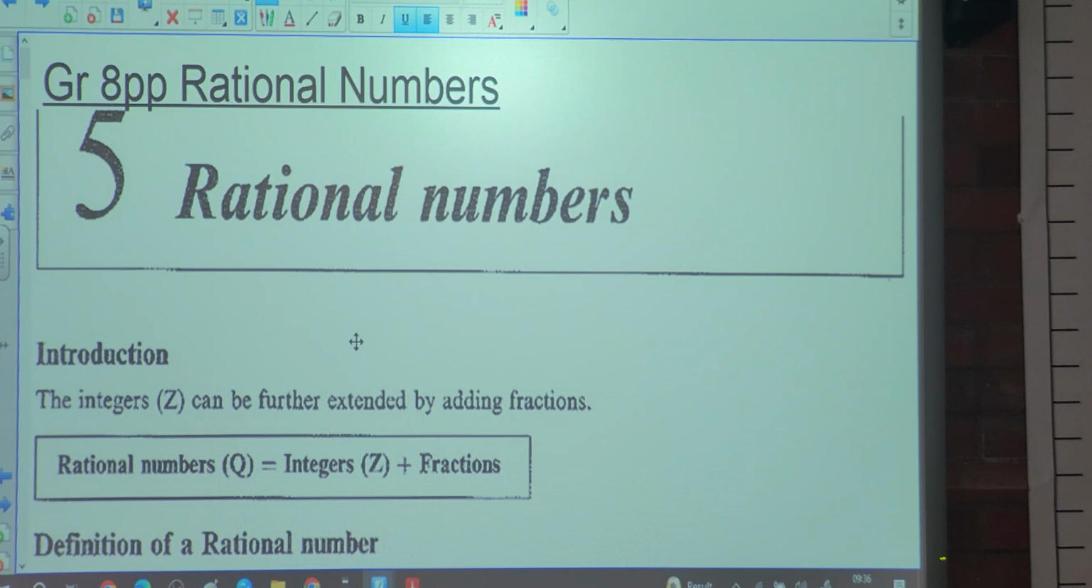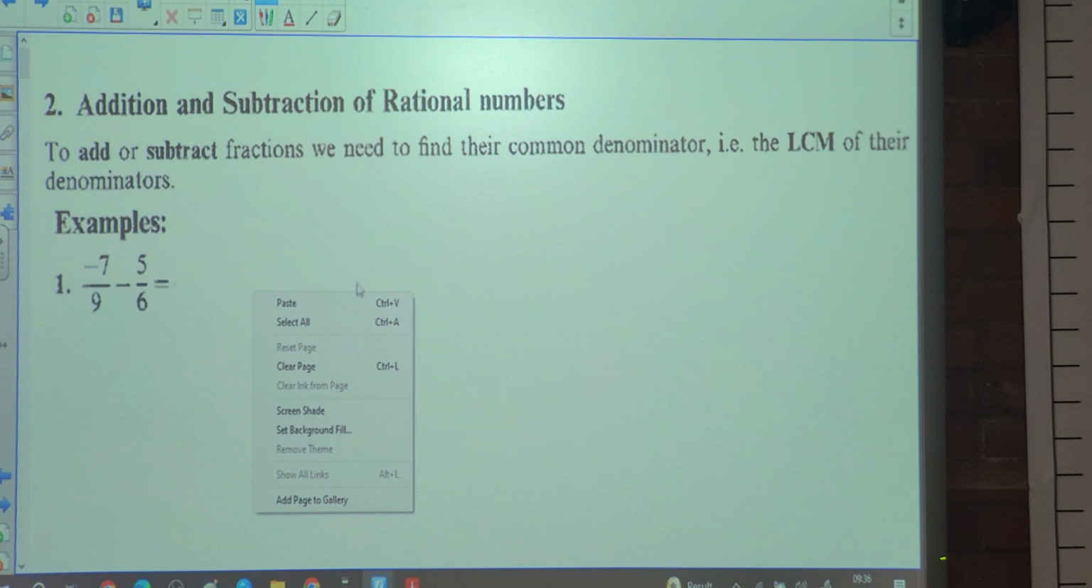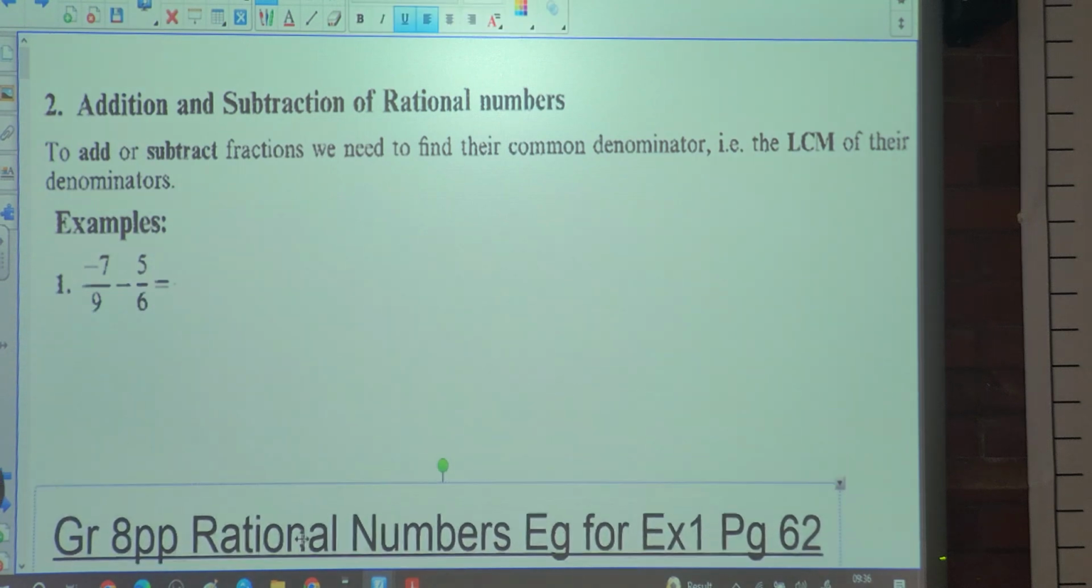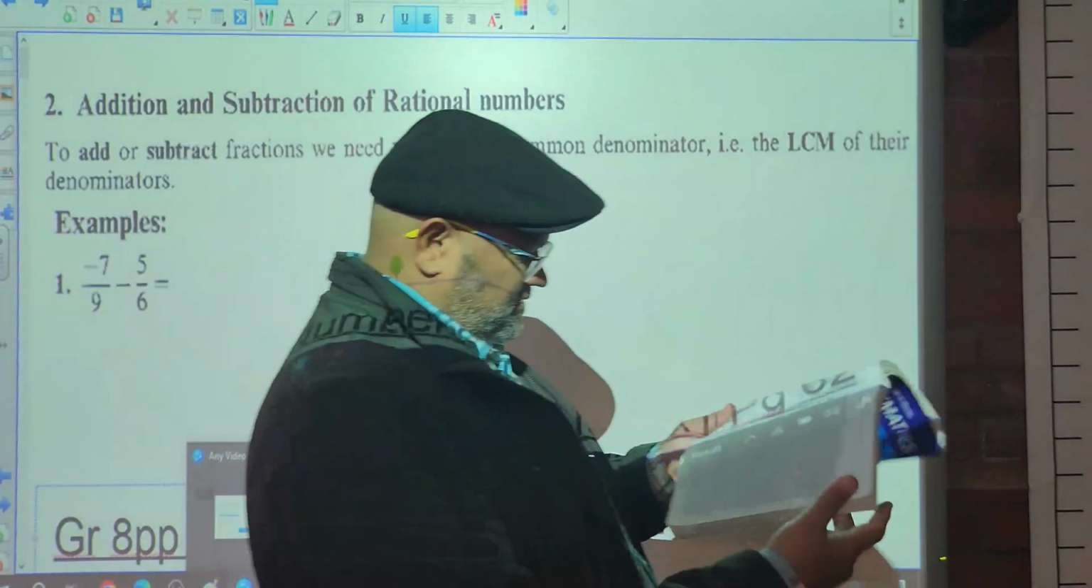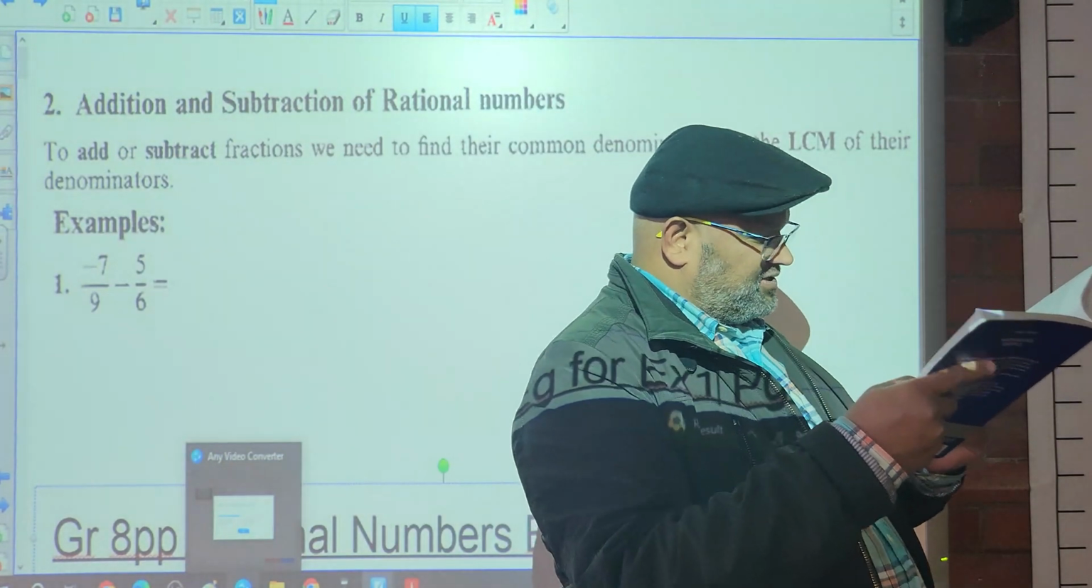As everybody's saying, we must move on. We're going to do our rational numbers. We're looking at the examples for exercise 2, and exercise 2 is on page 64.